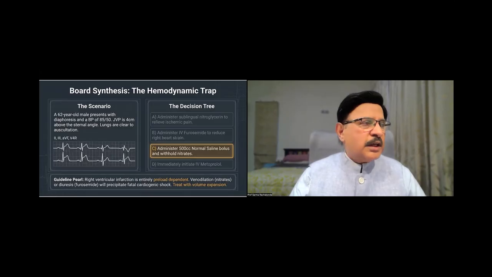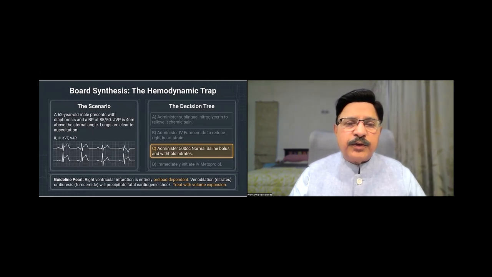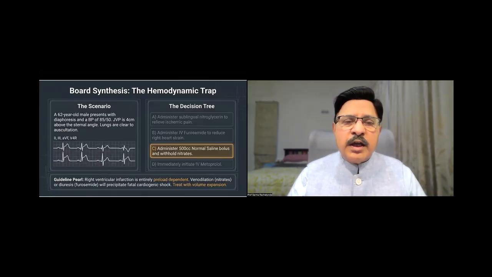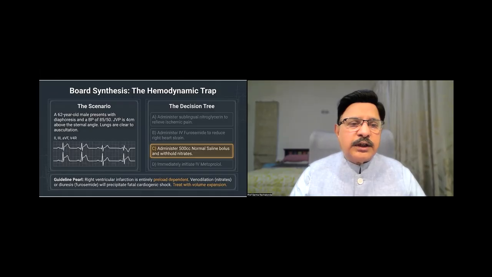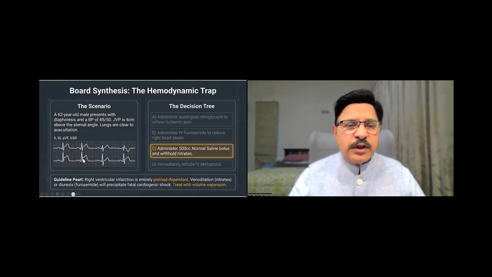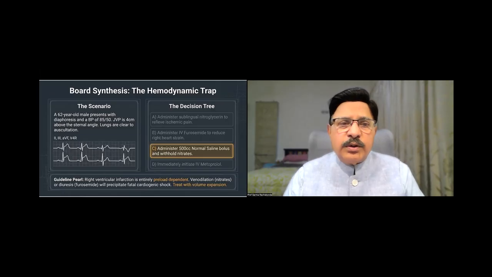Board synthesis, the hemodynamic trap scenario. A 62-year-old male presented with diaphoresis, sweating, blood pressure 85/50, JVP 4 centimeters above the sternal angle, lungs clear on auscultation. You see the ECG: L1, L2, aVF, V4R. You can see these leads are showing ST segment elevation, and the complementary leads are showing ST depression. What decision do we have to make? What should I do in such a scenario?